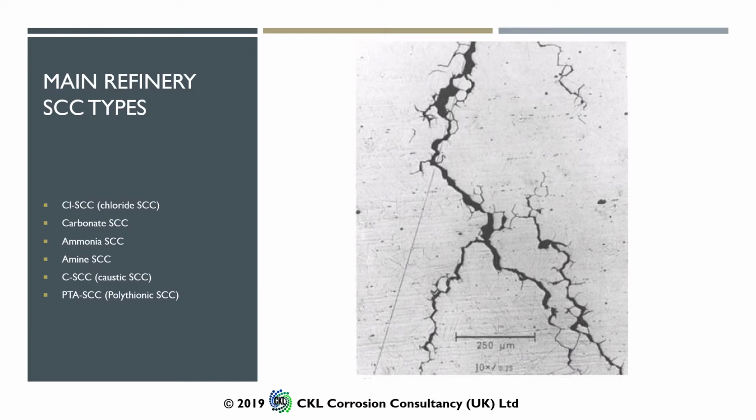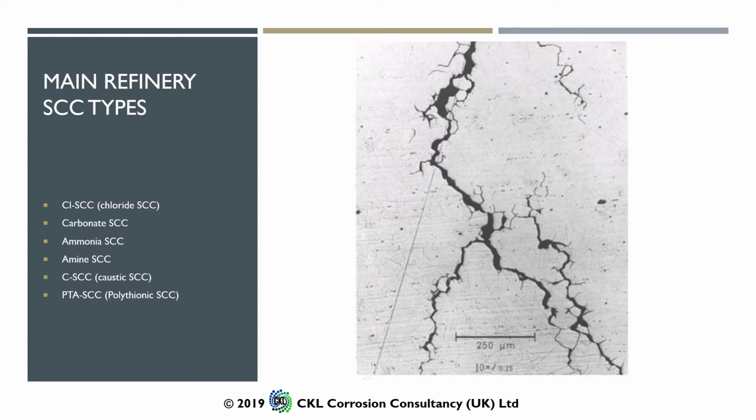So it's a form of CUI, but it's a cracking risk that's found under insulated stainless steel equipment operating at some temperature above 50 degrees C. We'll cover that in a little bit more detail in the following slides. Then we'll look at carbonate stress corrosion cracking, a form of alkaline stress cracking that's found in carbon steel equipment in non-post-weld heat treated weld areas.